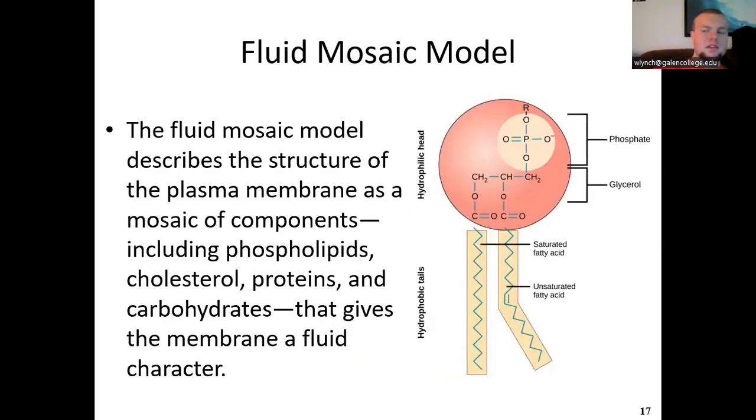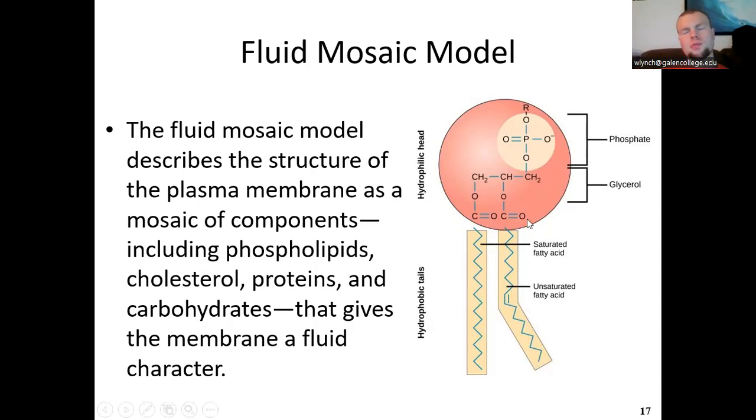So our main structure of the phospholipid bilayer is the phospholipid. The phospholipid is composed of a phosphate head group linked to a glycerol that has two fatty acid tails. One of the fatty acid tails is saturated, meaning that all of the carbons are single bonded. The other is an unsaturated fatty acid, meaning we have one double bond or a kink in the chain of the fatty acid tail. This allows for it to be fluid as well, because unsaturated fatty acids are more fluid.